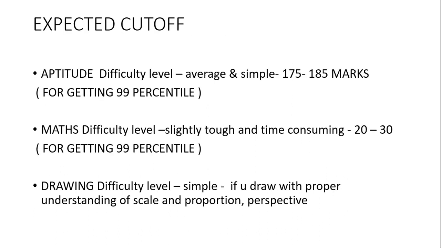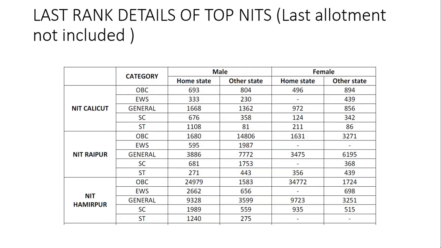Now coming to the expected cutoff. The aptitude section was of average to simple level, and if you score 175 to 185 marks, then you will be in the 99 percentile group. For maths, the level was slightly tough and the section was time consuming, and the expected marks are about 20 to 30. Coming to the drawing section, it was really simple, and if you are good in scale, proportion and perspective, you will score well.